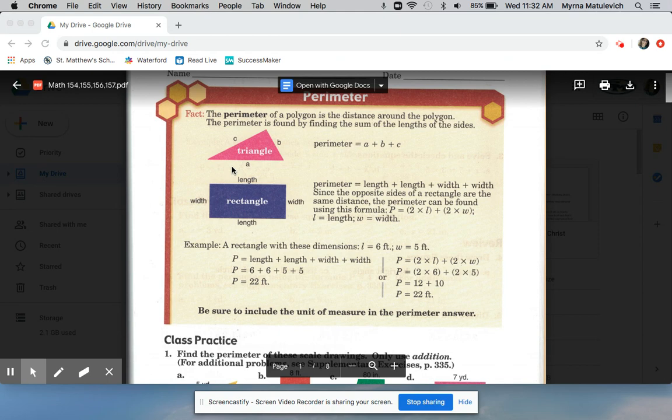Here's an example. A rectangle with these dimensions, length equals 6 feet, width equals 5 feet. They said perimeter equals length plus width, so you could do it that way. 6 plus 6 plus 5 plus 5 equals 22 feet. Or you could use the formula, P equals 2 times length plus 2 times width. P equals 2 times 6 plus 2 times 5. Do the parentheses first. So 2 times 6 is 12. 2 times 5 is 10. 12 plus 10 is 22. Be sure to include the units of measure in the perimeter answer.